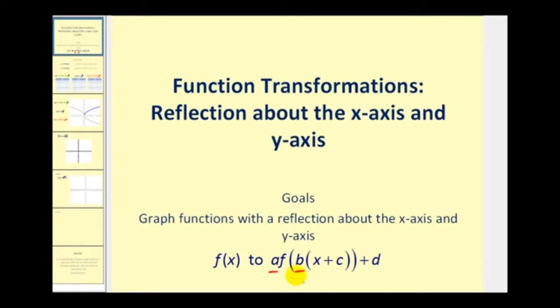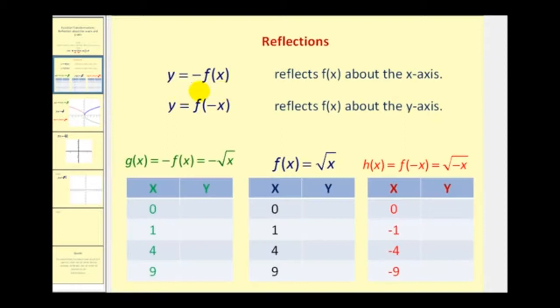So even though we have talked about vertical and horizontal stretches and compressions, we haven't talked about what happens when we change the sign of a and b. Y equals negative f of x reflects f of x about the x-axis. Remember, f of x is equal to y. So if we change the sign of the y coordinates, that would reflect the graph about the x-axis.